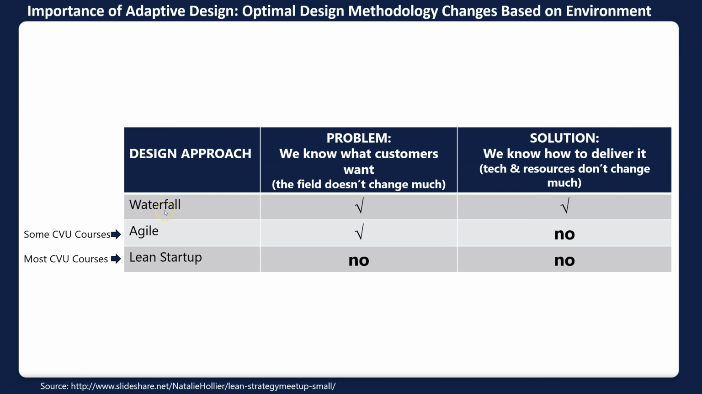So Waterfall was used to put a man on the moon. It's used for the Manhattan Project. It's used for giant projects that take 5 years, 10 years. Building a building is typically done using Waterfall.